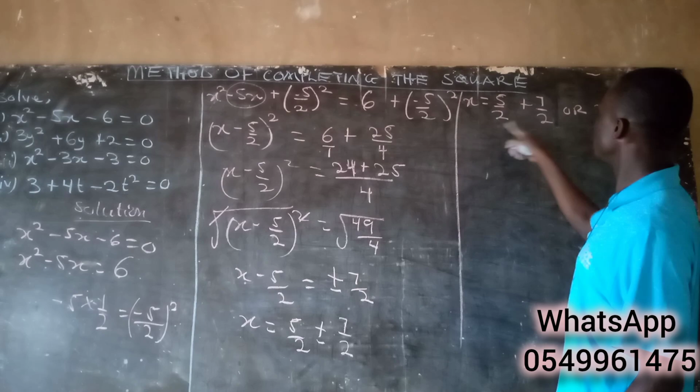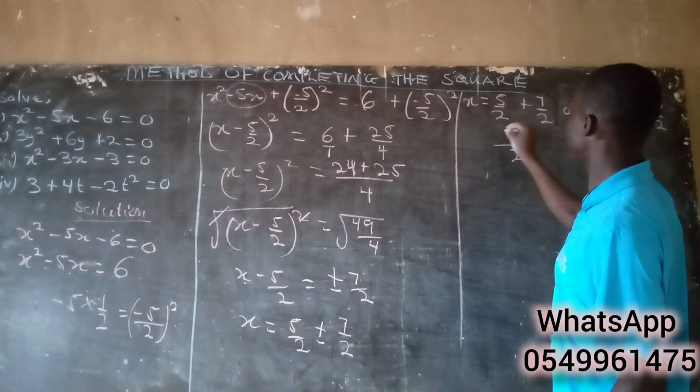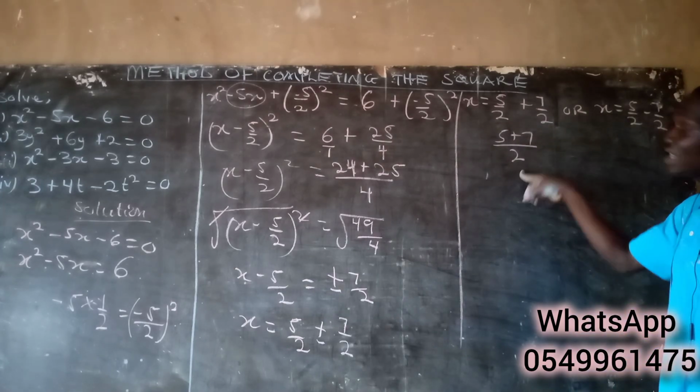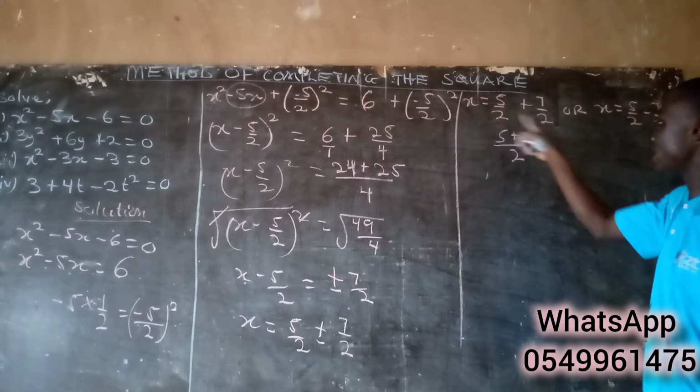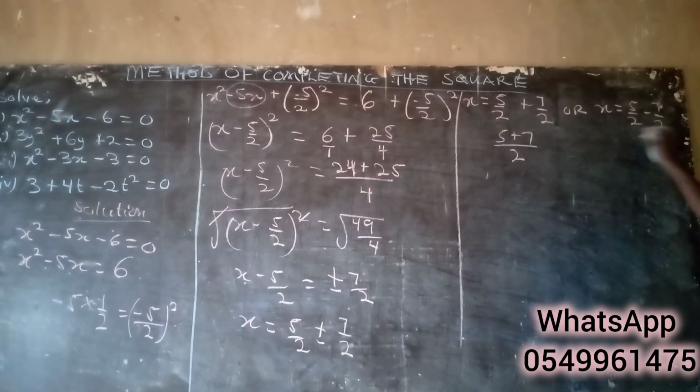Here you have 2, so you can just write 2. Then 5 plus 7. Since the denominators are the same, you can just write one of them. If they were different, you would have to solve it, but it's just 2 and 2, they are the same. So just write one of them, then add this. Here too, it's the same thing, 2 and 2. You can just write one of them, then subtract 5 minus 7.